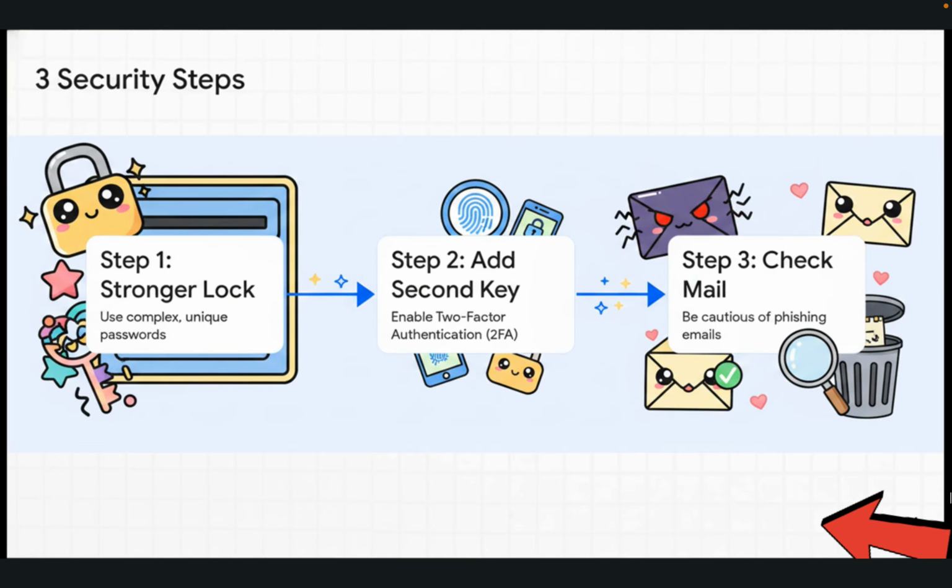First, build a stronger lock for your digital mailbox. That just means using complex, unique passwords. Step 2, add a second key. This is as simple as turning on two-factor authentication, or 2FA, whenever you can. It just means a thief needs more than just your password to get in. And finally, step 3, just like in the real world, don't open strange mail. Be super cautious with suspicious emails and weird links, because that is exactly how the phishing con artists get you.